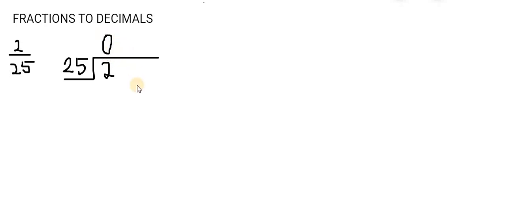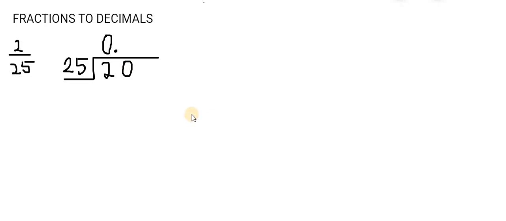Now, if I go through another question, 2/25. Okay, bottom number goes on the outside, top number goes on the inside. So, how many 25's in 2? That's 0. We want to continue. We need more numbers. So we put the point, and it allows us to add 1 0 and check.